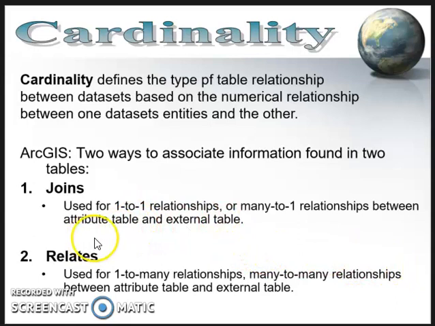Okay, so before we go to the next slide, really the difference between joins and relates is that they're kind of the same, but there are very small differences, and we'll look at it again in the next slide. But a join is used for one-to-one or many-to-one relationships between an attribute table and an external table. And a relate is used for a one-to-many or a many-to-many relationship between attribute tables and external tables.